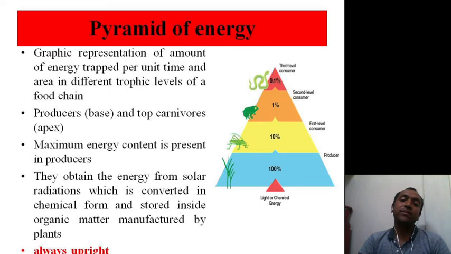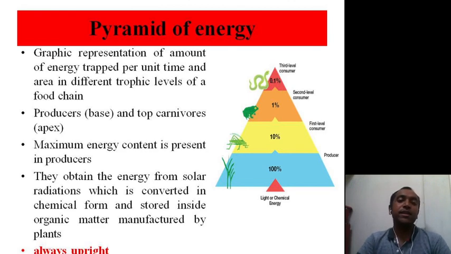Then the frog is eaten by a snake, so there again 10% of 1 is basically 0.1%. So what you see is that only 10% of energy is transferred from one trophic level to the subsequent trophic level. And what is interesting in the case of the pyramid of energy is that it is always upright in nature. Please keep that in mind. It is always upright, as compared to the pyramid of biomass and pyramid of numbers, which can be upright or inverted, but the pyramid of energy is always upright.